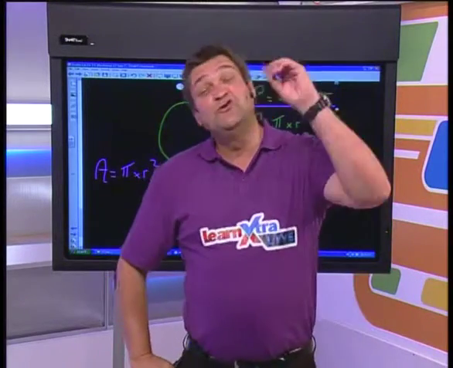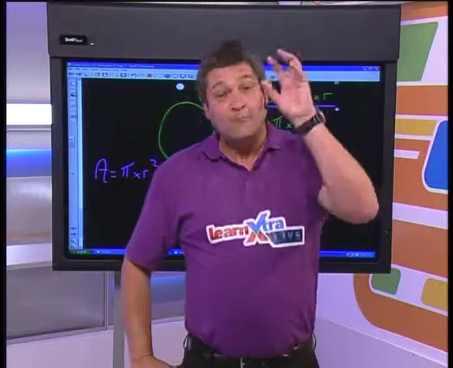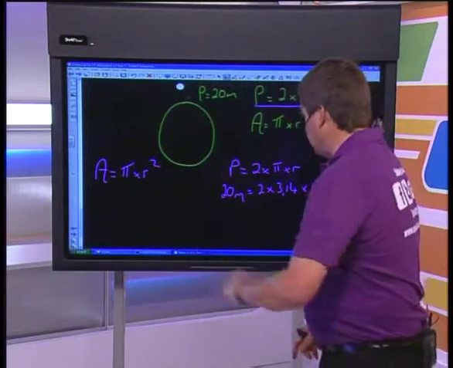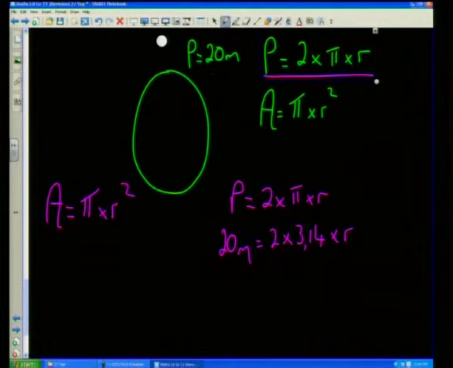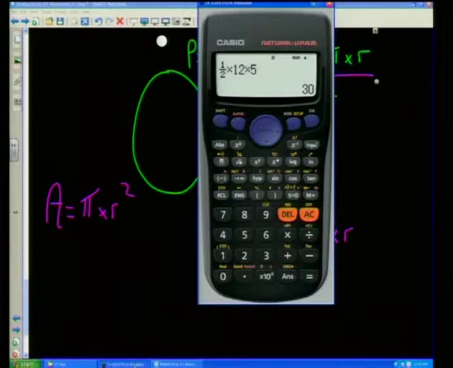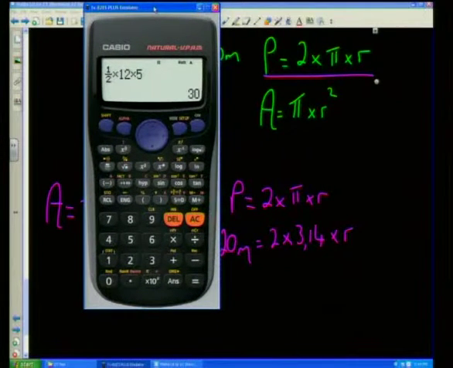Sure, that was a phenomenal question, Belindy, and we really appreciate it. So let's go for it. So 20 meters is equal to 2 times 3.14 times r. So let's calculate this part first. Out comes our calculator. Let's shift it to the side. So we've got 2 times 3.14, and we get an answer now of 6.28.